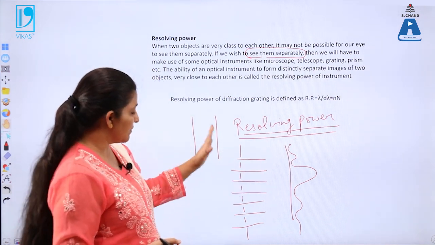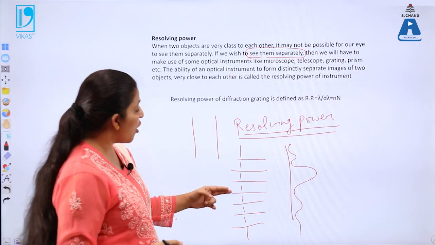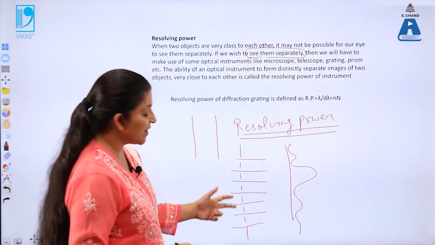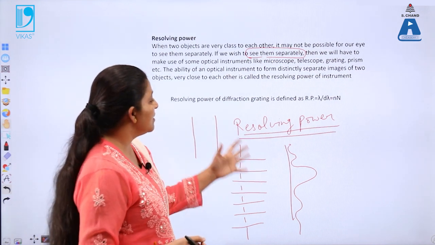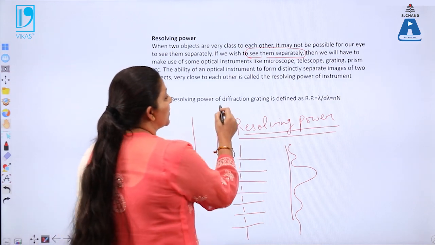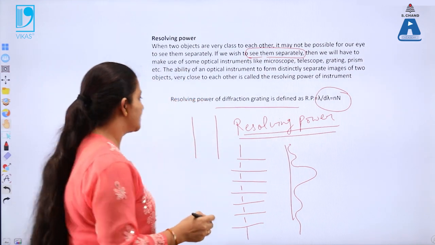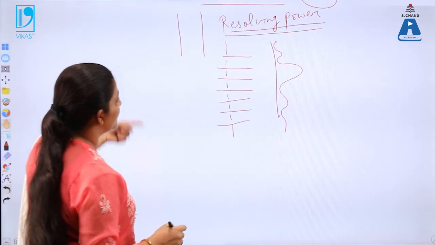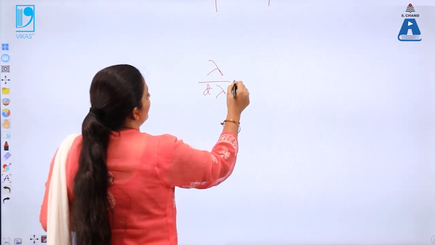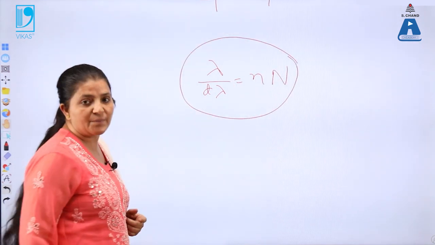From the diffraction grating, as a large number of parts are available, how can we distinguish the diffraction pattern from each and every part separately? That can be done by measuring the resolving power of the grating. The resolving power of the diffraction grating is defined by this formula: lambda by d lambda equals small n into capital N. So this is defined as the resolving power of the grating.